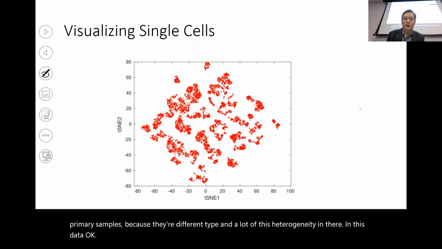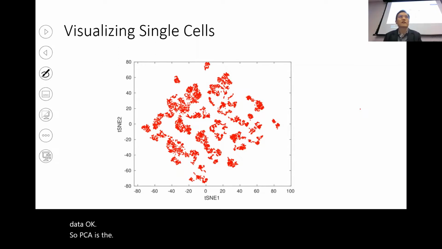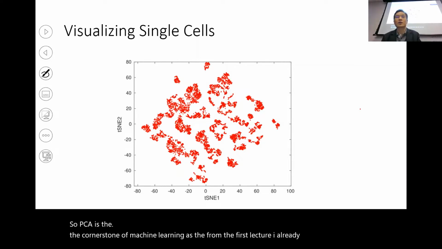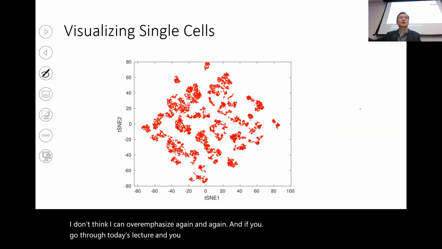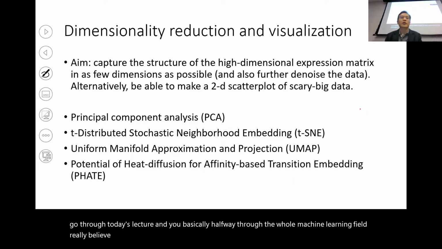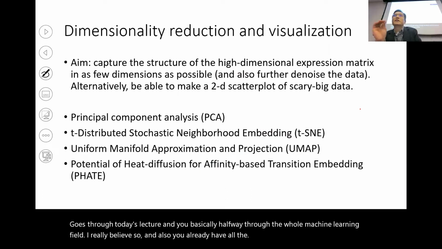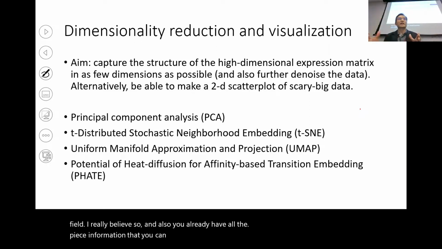So PCA is the cornerstone of machine learning. As from the first lecture, I already emphasized this. I don't think I can overemphasize it again and again. And if you go through today's lecture, you are basically halfway through the whole machine learning field, I really believe so. And also, you already have all the pieces of information that you can put together to understand PCA.